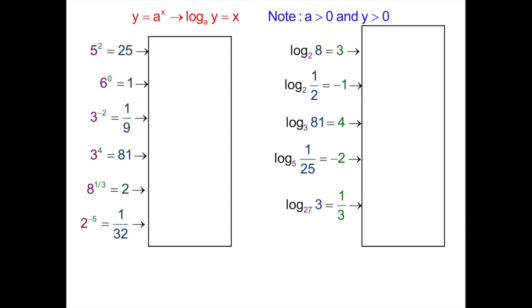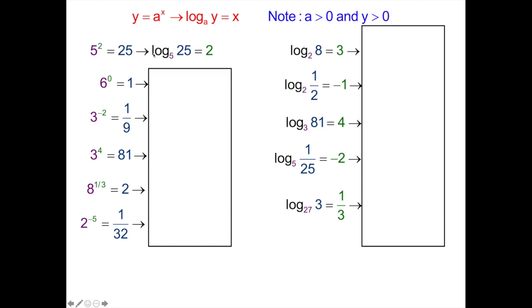On the left here, where we have 5 squared is equal to 25, we want to write that as a log. So to do that, we have the log. The base is still the base. So if our original base was 5, our base is still 5. So it's going to be the log base 5 of 25, and that's going to equal 2. Again, it's this whole idea of a wheel. So it should look like this.